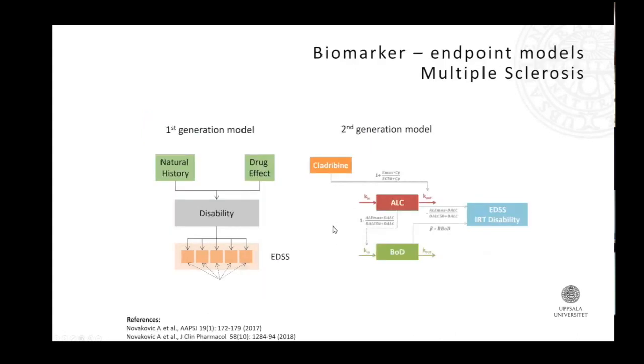And I'll move on a little bit quicker here. So one of the things I said we were doing in pharmacometrics is trying to link different outcomes, so pharmacokinetics to pharmacodynamics. And we can do that also with item response models. So here in multiple sclerosis, we developed a model for EDSS. And in a second generation model, what we could do was to link important biomarkers like the absolute lymphocyte count, which was the mechanism of action of the drug, to the EDSS, to the latent variable, and similar for an imaging burden of disease biomarker.